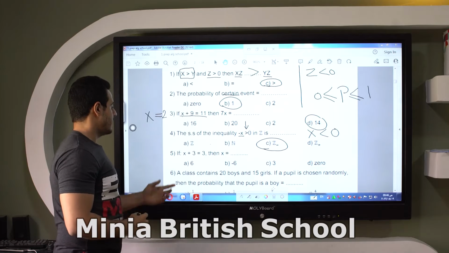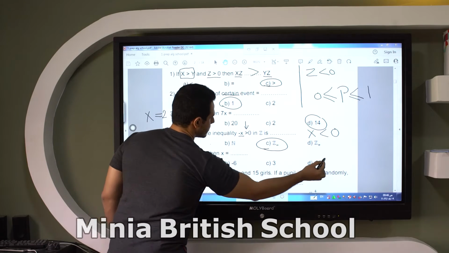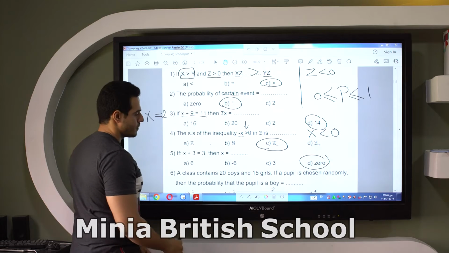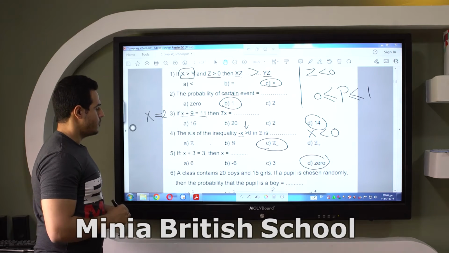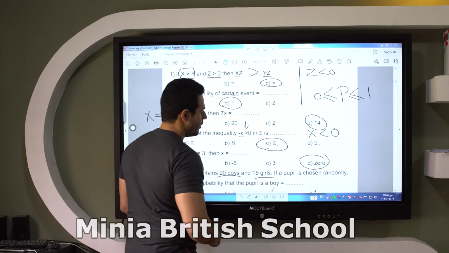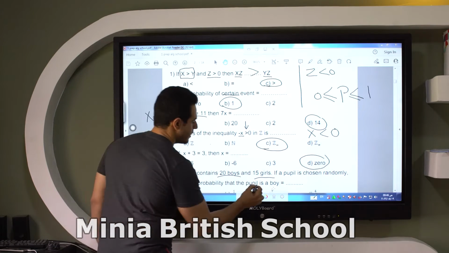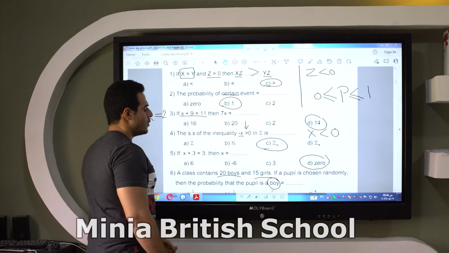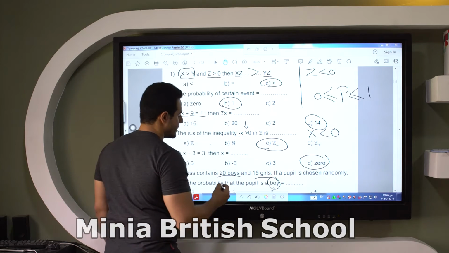Okay? X plus 3 equals 3, so x equals 0. Number 6, a class contains 20 boys and 15 girls. If a pupil is chosen randomly, then what is the probability that the pupil is a boy? So we must find the probability of boys. At first, how many boys are in the class?